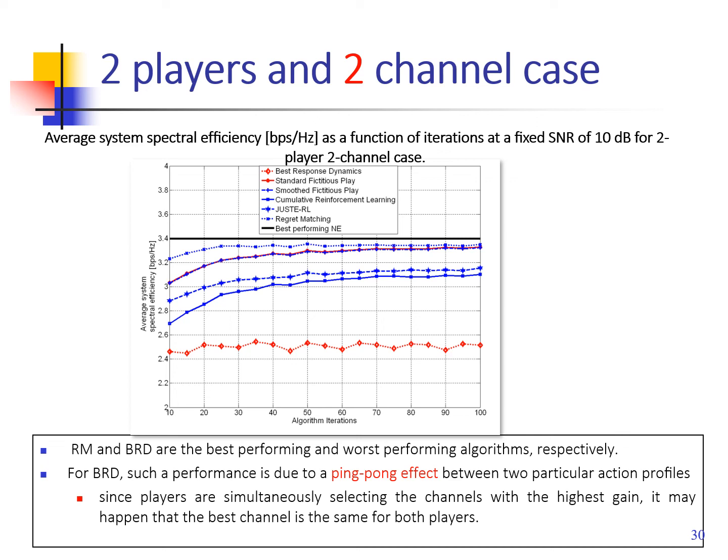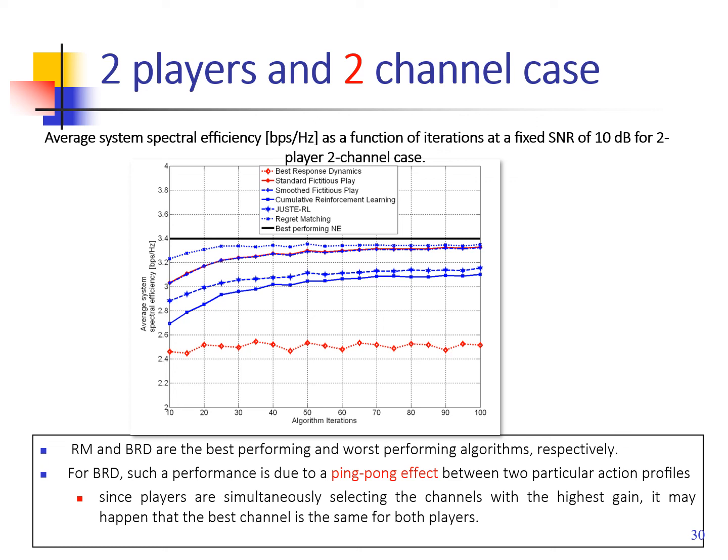Now let's take a look at the case where we want to plot the average system spectral efficiency versus the algorithmic iteration, so how many iterations it takes to converge. And again, we do it for all these algorithms we saw. The black curve here, just focus on that. That's actually the best performing Nash. So ideally, that's where we want to converge over time, okay?